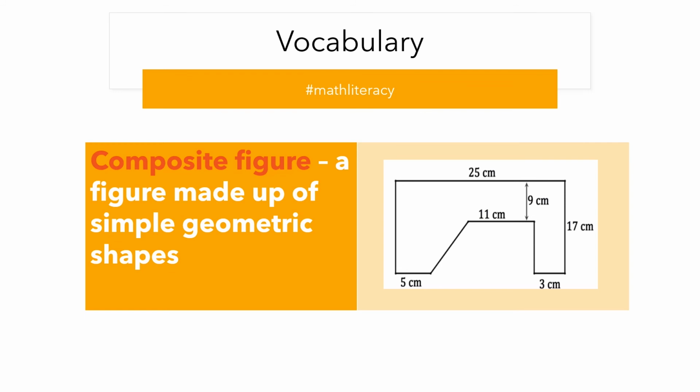Simple geometric shapes. And the word simple, what does that mean to you in this case? Squares, triangles, and rectangles. Good. And what about the word shapes? What does that tell you? More than one. Excellent. And she's exactly right. A composite figure is going to be made up of more than one shape.